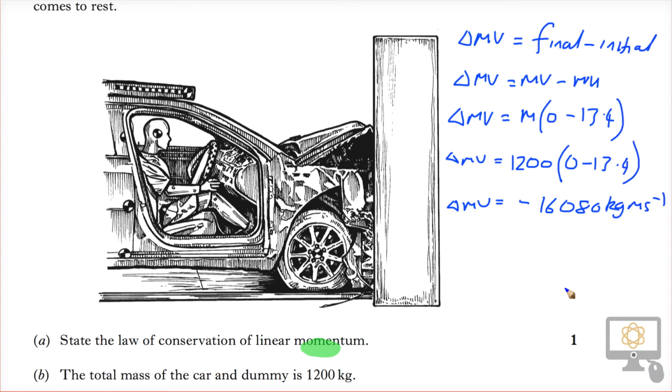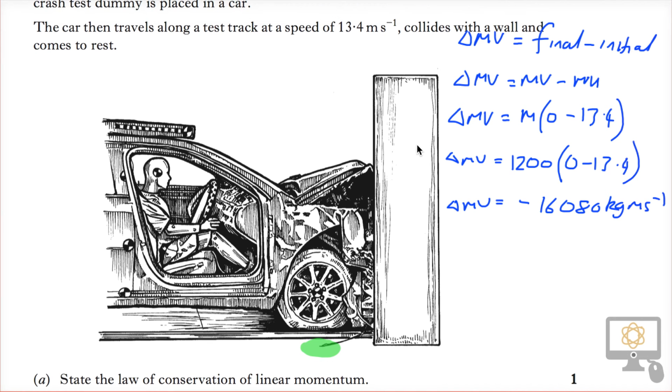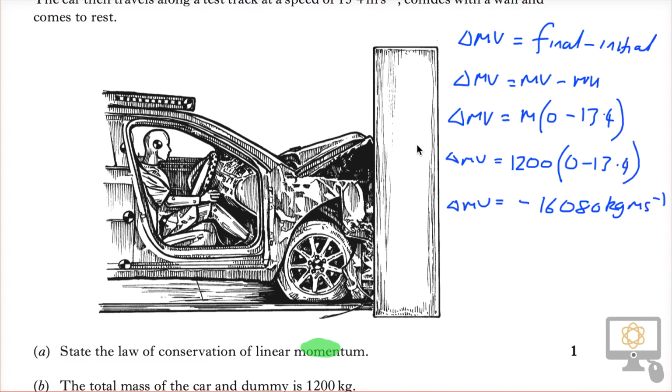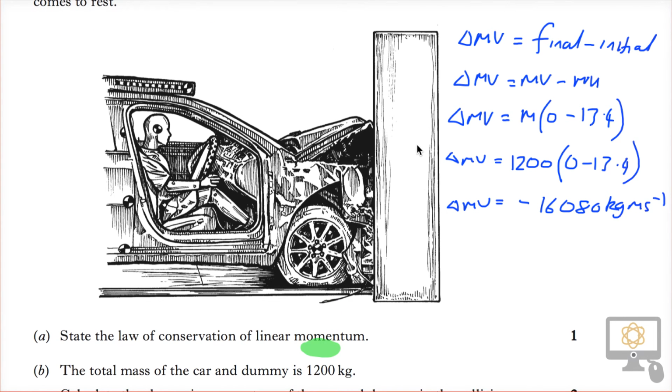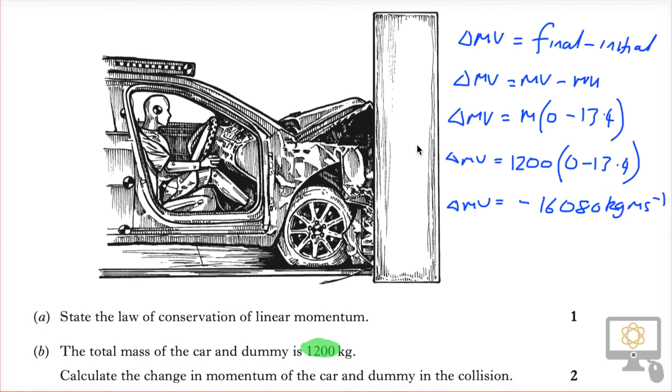But we do want to check that we've got the correct number of significant figures here. The speed was 13.4, and that was three significant figures. In a sense, we don't really know whether this number of 1200 is to 2 or 3. So it's probably best to just stick with 2 because we don't know about the zeros here.